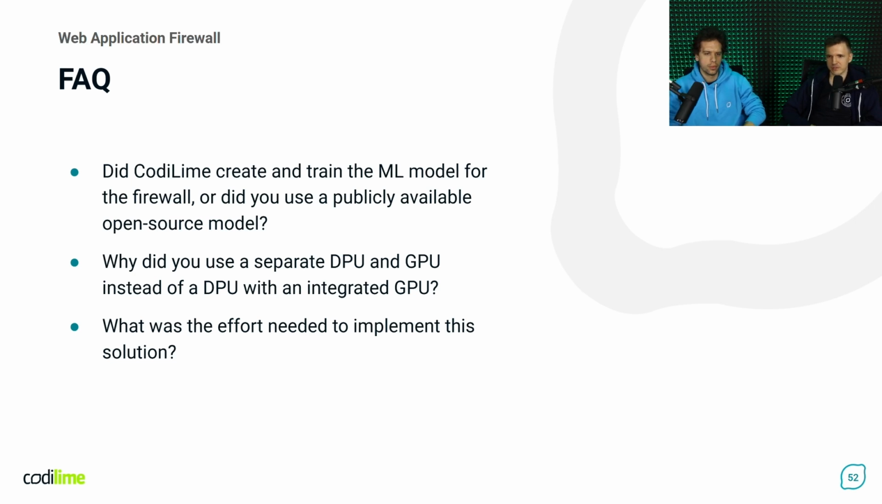And the third question, I'll let Marcin answer. All right. So what was the effort needed to implement the solution? The effort was actually sizable, and there were multiple parts to this, because if you think about it, there are three components that we need to cover. There is the CPU that has the initialization part and the configuration part. There is the DPU part that has all the code that is very close to the data on the NIC. And then there is the GPU part that handles the ML and everything.